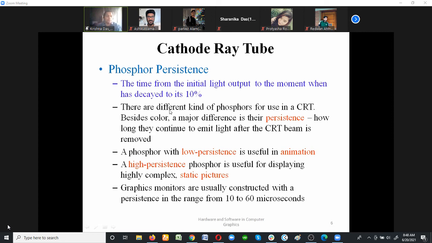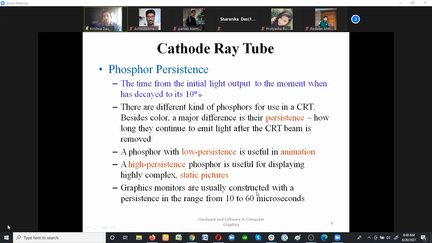Now, how long can it glow? That is actually the question. From 100 to 90%, what is the time it takes? That is actually the persistence of the phosphor, right? For some phosphors, that's why we say 10 to 60 microseconds.